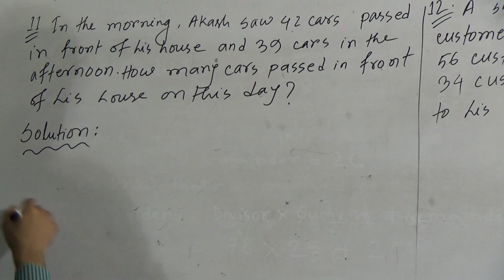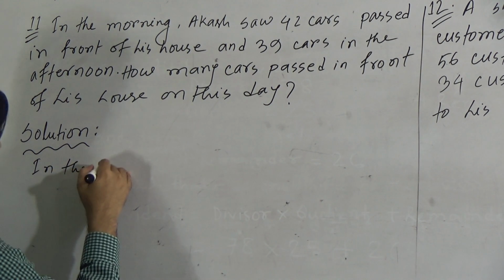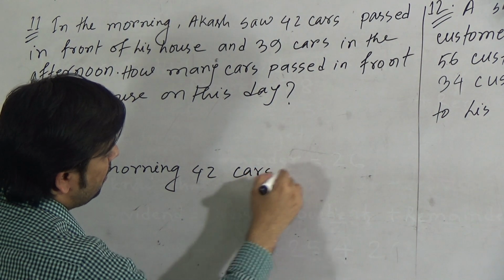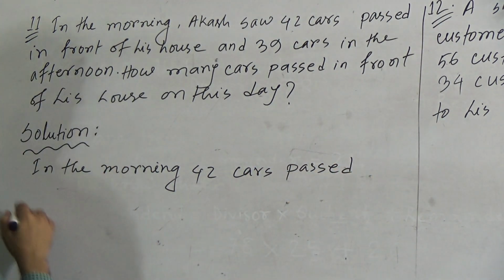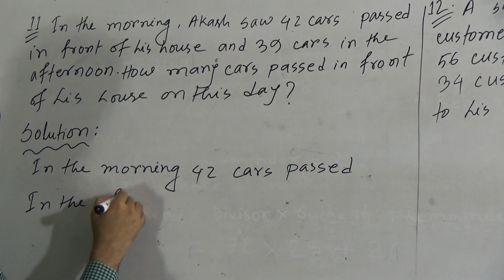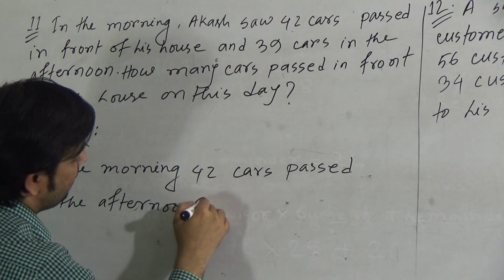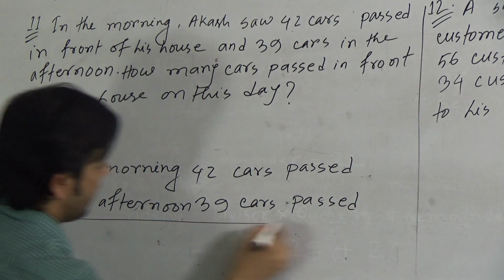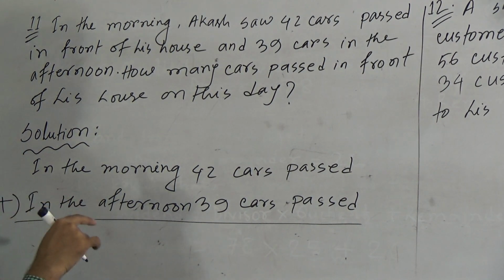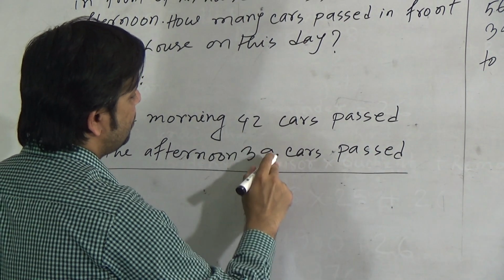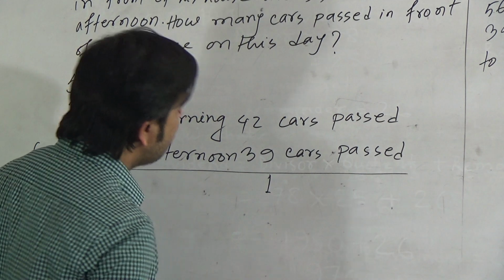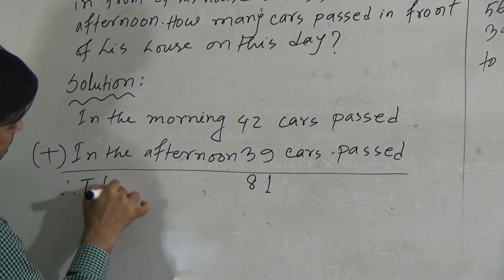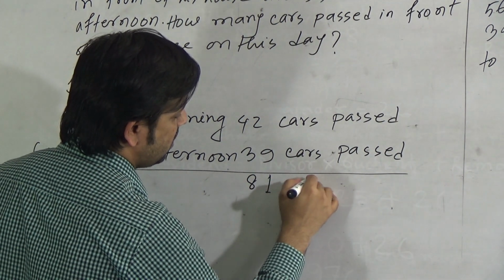Okay dear students, so we can write here, in the morning 42 cars passed, in the afternoon 39 cars passed. So if we add this 42 and 39, we'll get the total number of cars. Now add this 2 and 9. If we add 2 and 9, that will be 11. So we have to write here 1 and carrying 1. 4 and 3 is 7 and carrying 1 is 8. So therefore total 81 cars passed.